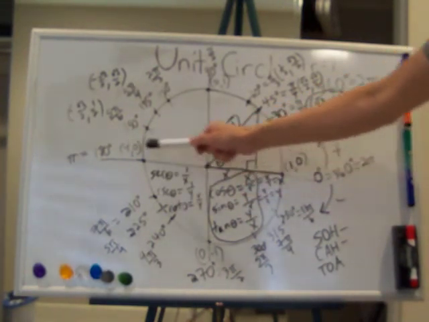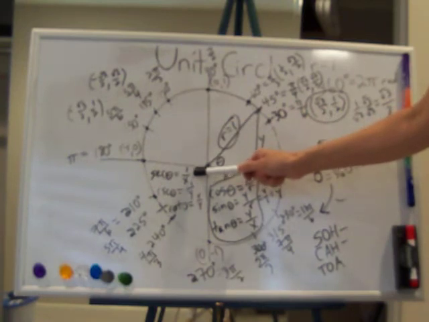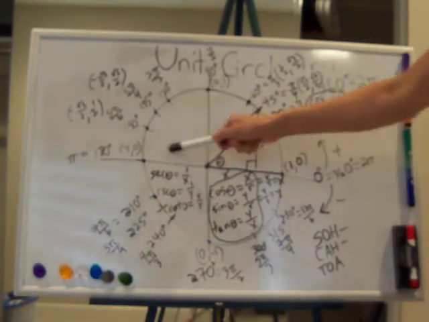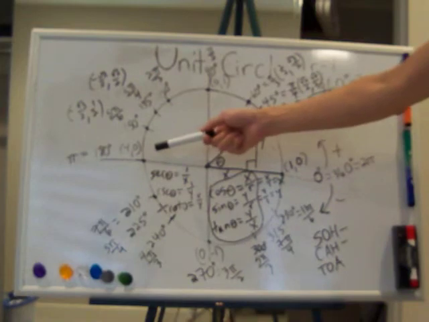So the x value there is -1. 1 divided by -1 is -1. So secant of pi is still equal to -1. It's -1 either way, right?